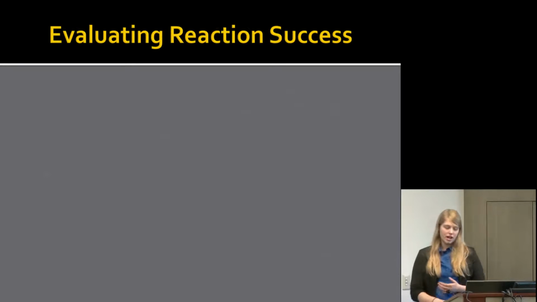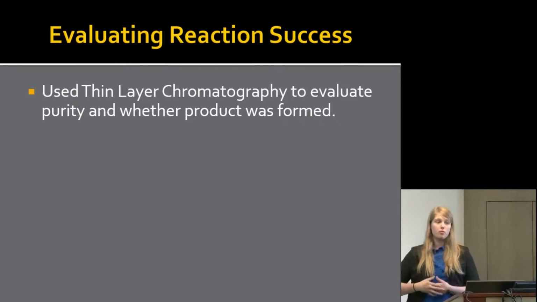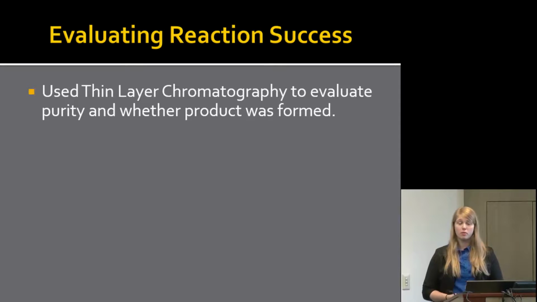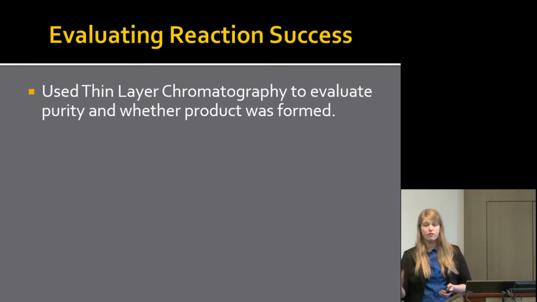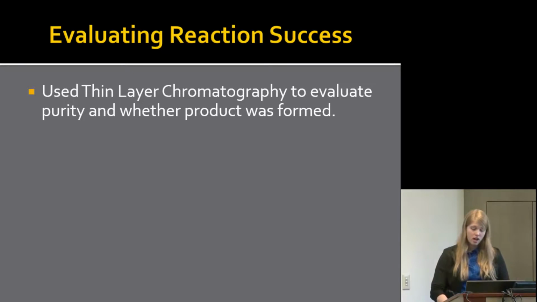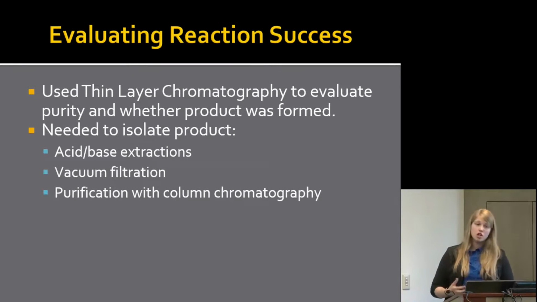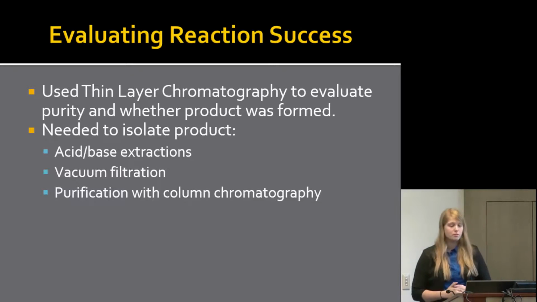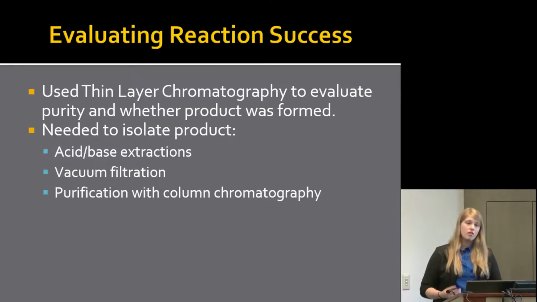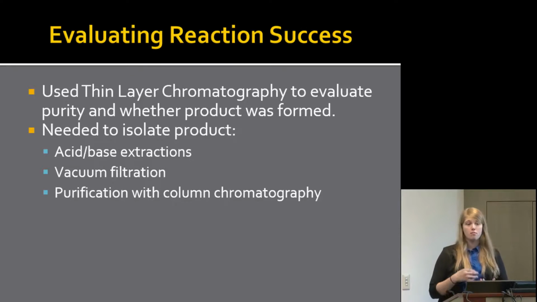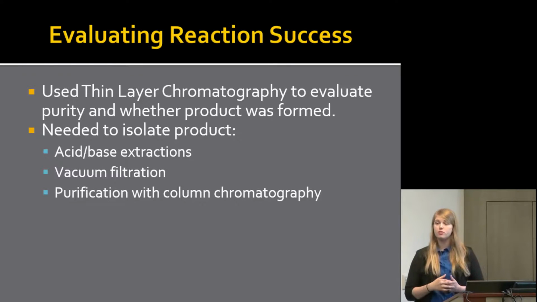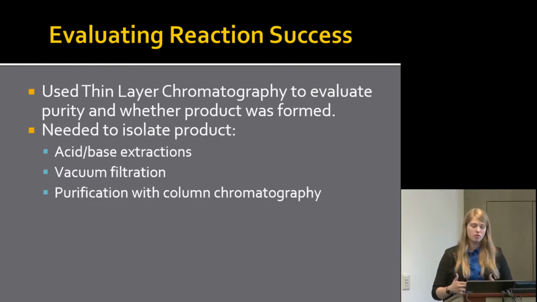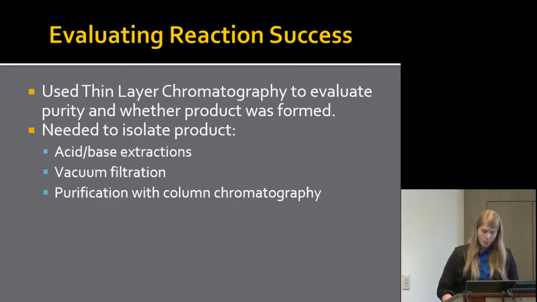How do we evaluate our reaction success and progress? Well, first, we used thin layer chromatography to tell us whether we had reactant left in our vessel, product, or a mixture of the two. Once we were sure our reaction had gone to completion and there was only product left, that's when we started the isolation process. So we would use many different techniques, including acid-base extractions and vacuum filtration. Then, if our compound wasn't pure, we needed to use purification with column chromatography or preparative TLC, both of which use the differences in polarity between 2 molecules to separate them out, because they'll elute at different times because they have a different affinity for the column.